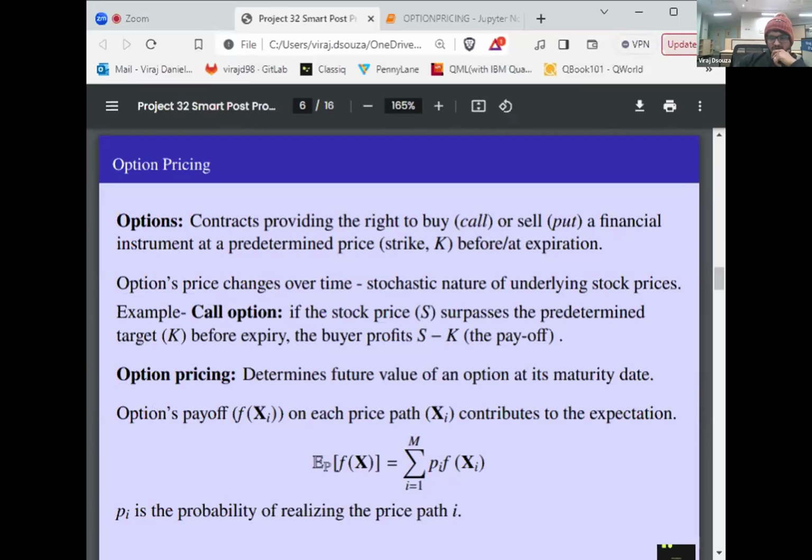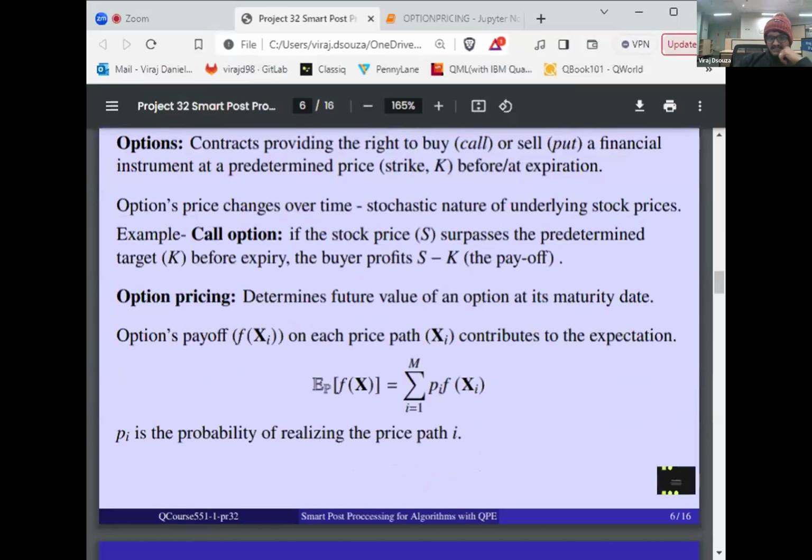The stock price S changes stochastically, and the goal of option pricing is to determine the average payoff of the option contract at maturity. Classically, we use Monte Carlo simulations to do this. So let's say we have the vector capital X that represents the price path of all the stocks in an option contract, and let's say there are m possible price paths. Which means there are m different possible X vectors, each with some probability P.